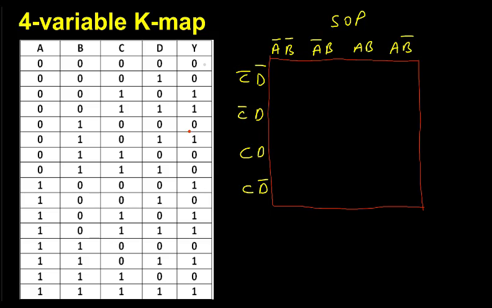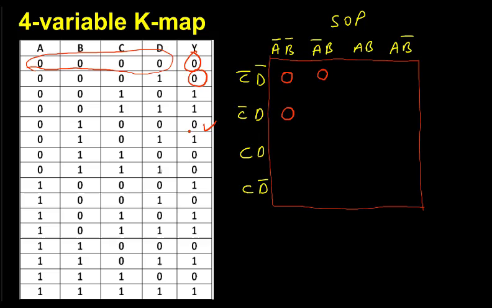Let us trace out all the zeros first. The first zero comes here: A, B, C, D are all 0, so it's A bar, B bar, C bar, D bar. This 0 will come here. Next 0 is here, A bar, B bar, C bar, D. This is 0. This is how we trace out. Then next comes A bar, B, C bar, D bar. This is also 0.